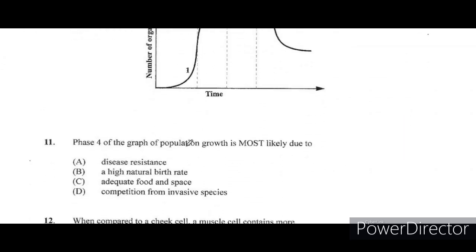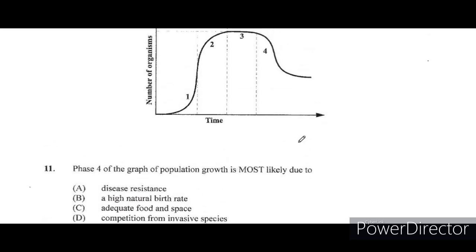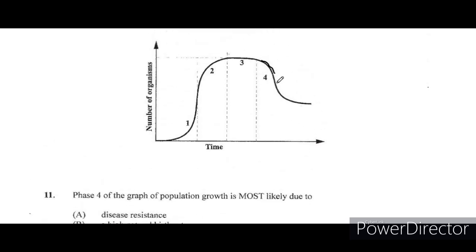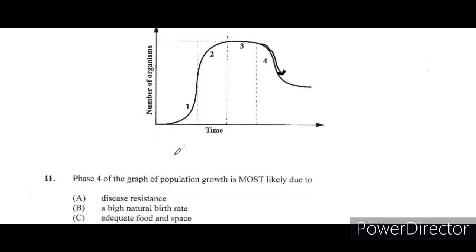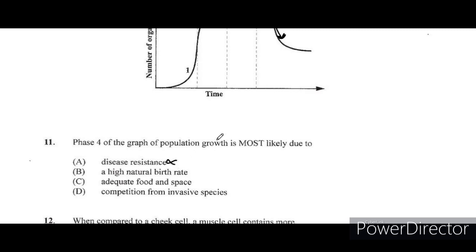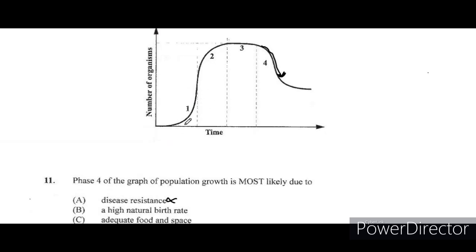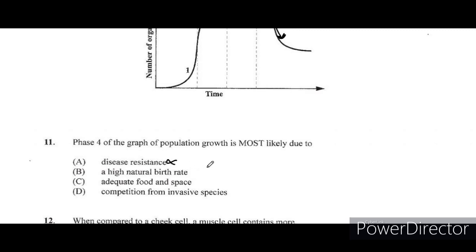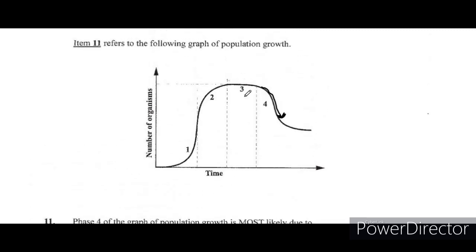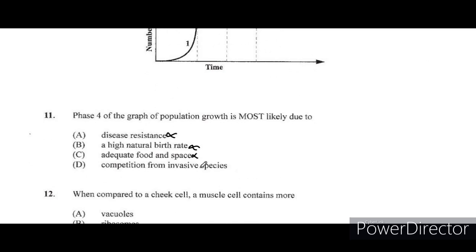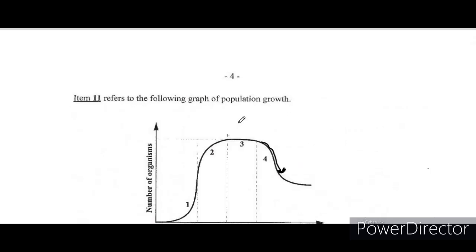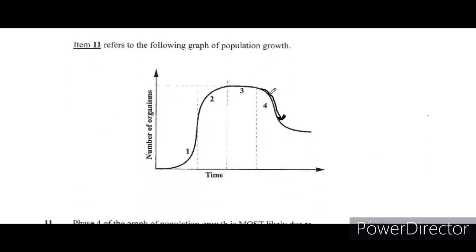Number 11, phase 4 of the graph of population growth is most likely due to. Now at phase 4 you can see that the number of organisms in the population is decreasing. Can't be because they've become disease resistant. That means that they would be either here at phase 3 or the number of organisms are rising in the population. High natural birth rate, that's definite increase. Adequate food and space, that could be at phase 3 where the graph is leveled. So competition from invasive species could be a factor that contributes to the decline here.